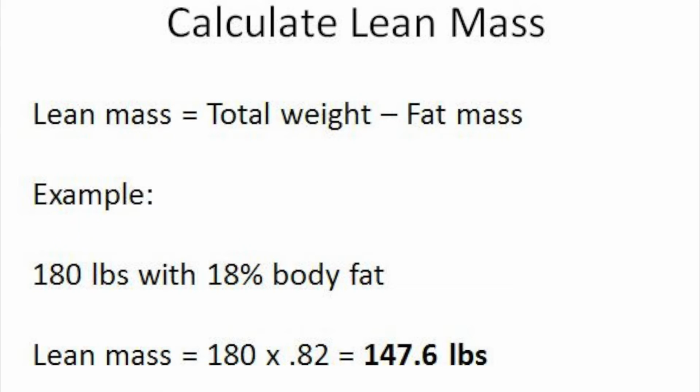So the first step is to calculate your lean mass. With this example here of 180 pounds at 18% body fat, his lean mass is 180 times 0.82 for a total of 147.6 pounds. You can do it another way by multiplying 18% times 180 and then subtracting that from his 180 pounds, but this way seems to be pretty fast.